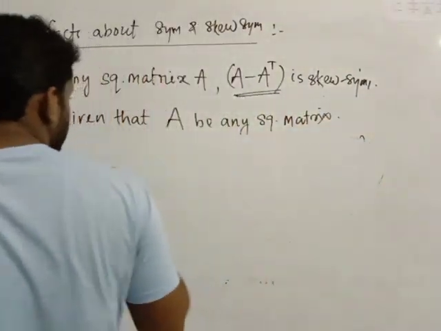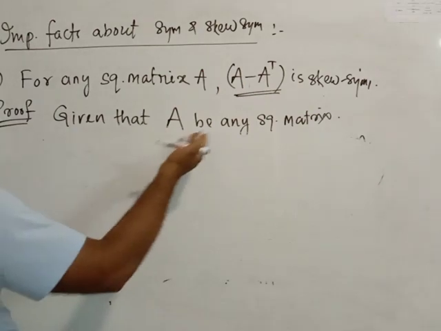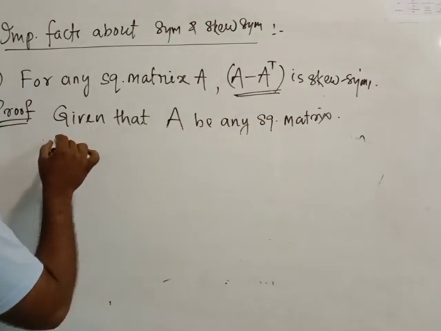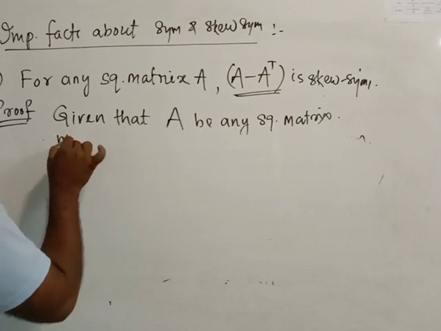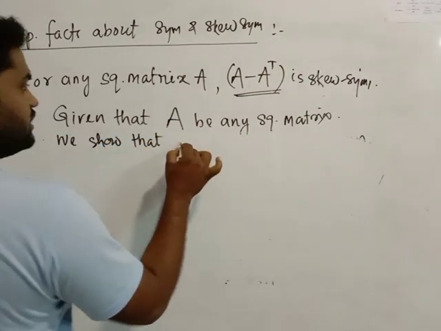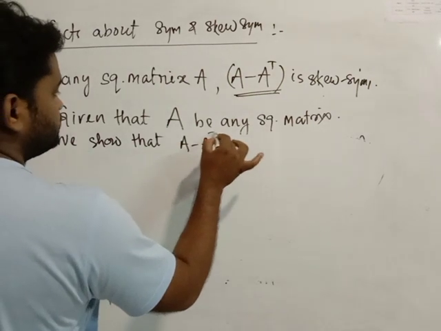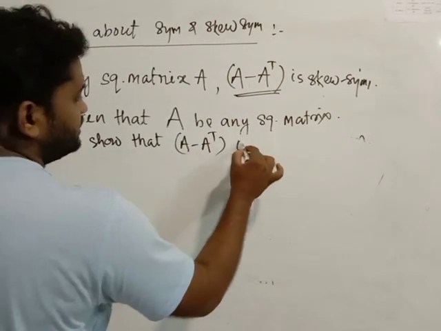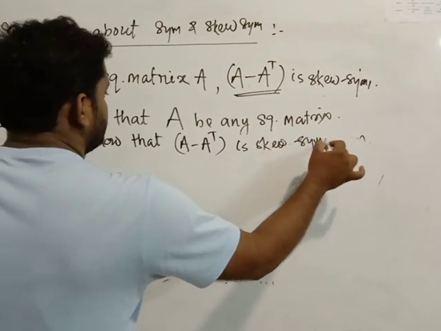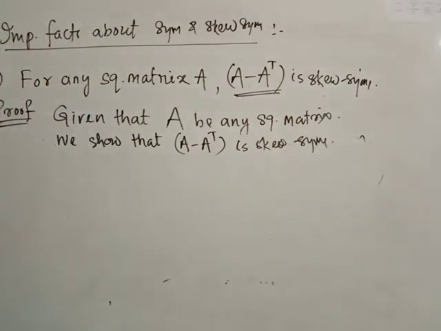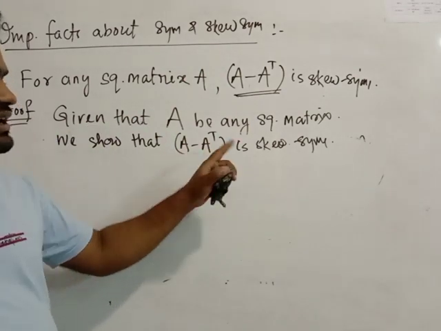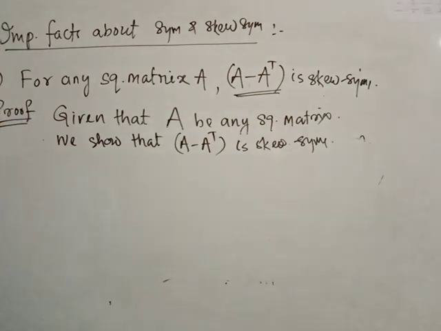That means what is given here: given that A is any square matrix, we show that A minus A transpose, this matrix, is skew symmetric.